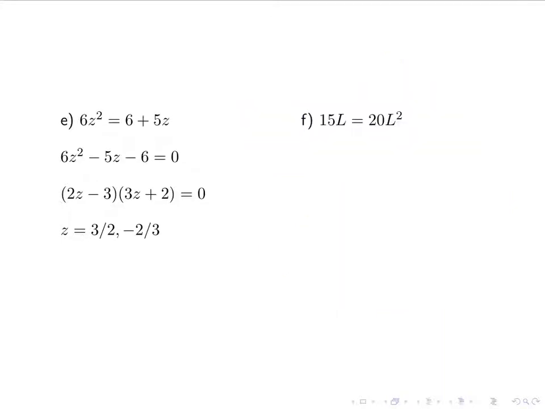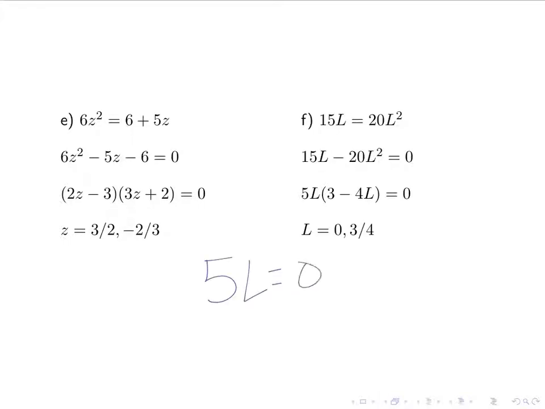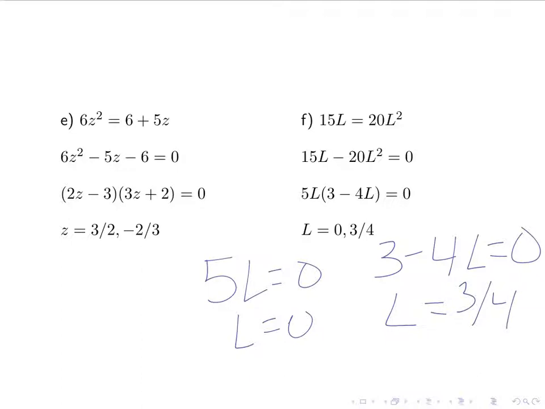And then the last one, 15L equals 20L squared. Move everything over to one side, doesn't matter which side. Again, we have a binomial, so we want to look for the GCF, which is 5L. So we have 5L times 3 minus 4L equals 0. And again, I kind of skipped a step here. So either 5L equals 0, in which case L equals 0, or 3 minus 4L equals 0, in which case add the 4L over and then divide by the 4. That gives us L equals 3/4.